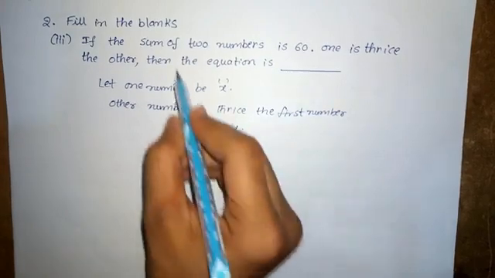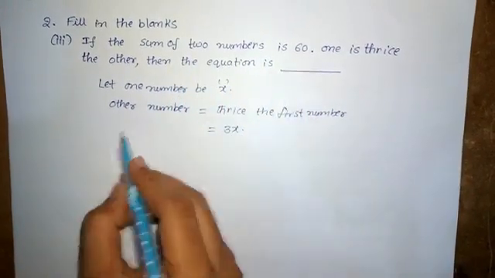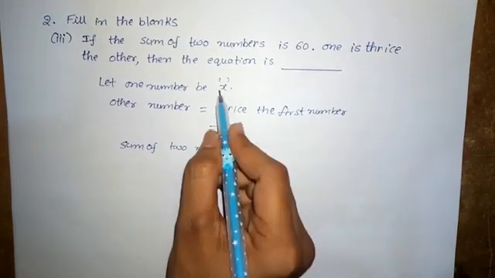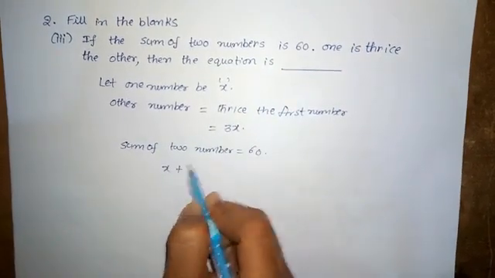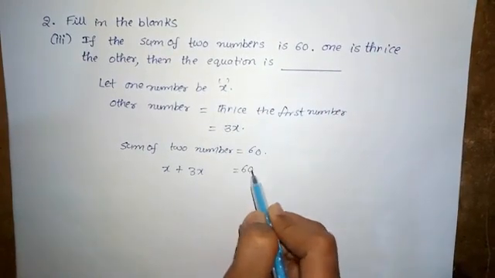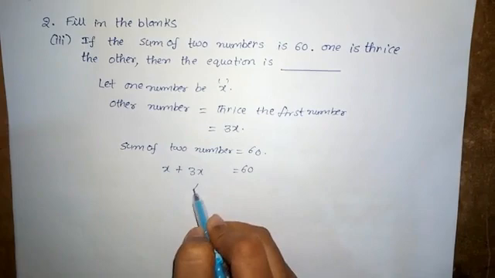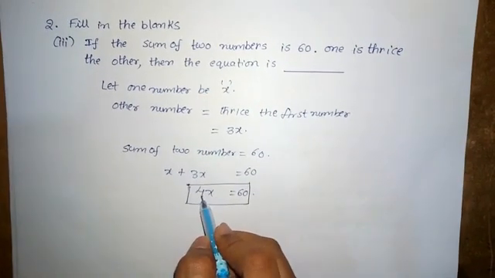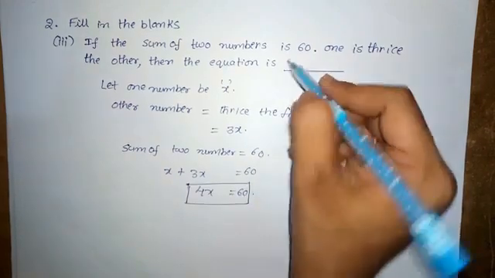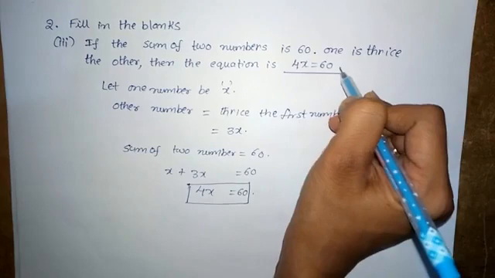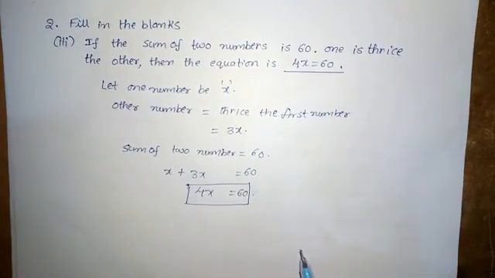Next, the sum of the two numbers is 60, that is equal to 60. So the first number is x plus the other number 3x, that is equal to 60. So from this, x plus 3x becomes 4x, equal to 60. So the equation formed is 4x equal to 60. So this is the solution for second Roman third one.